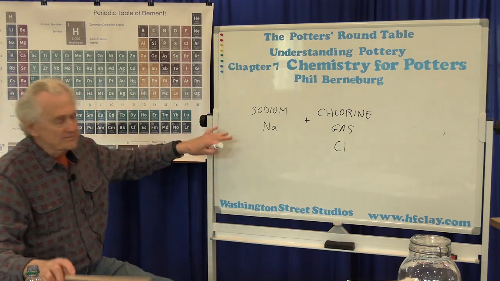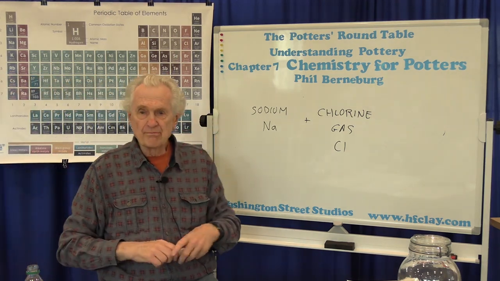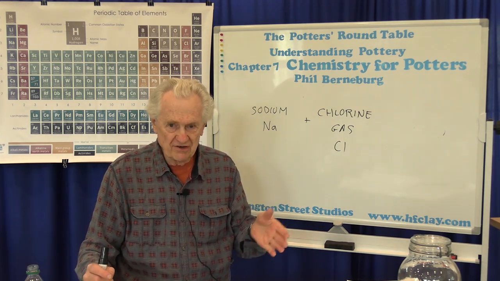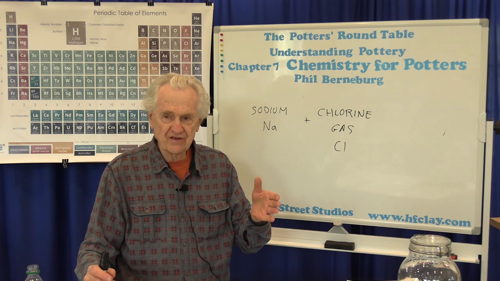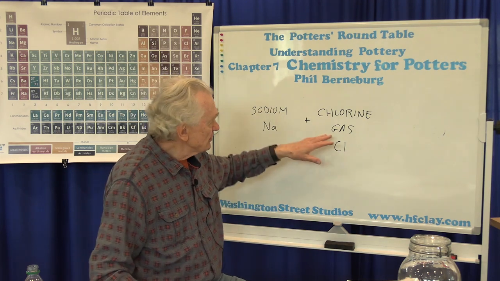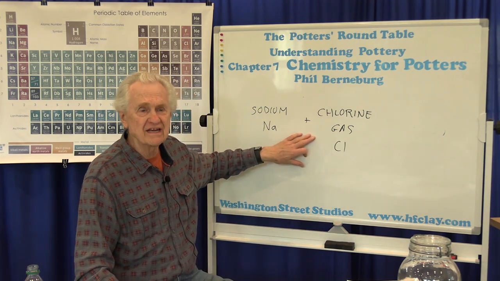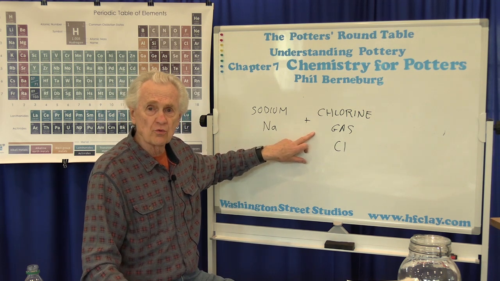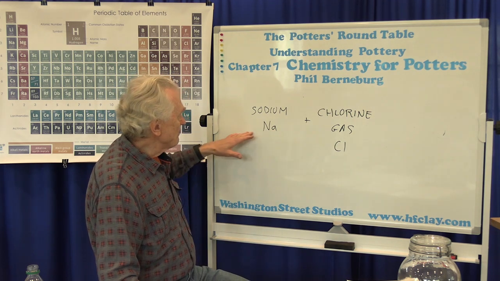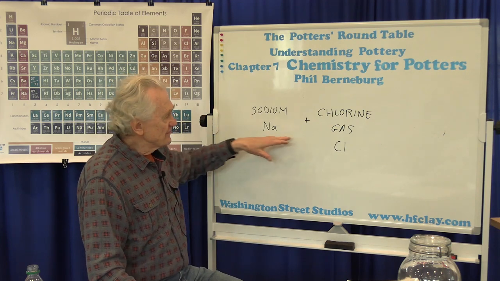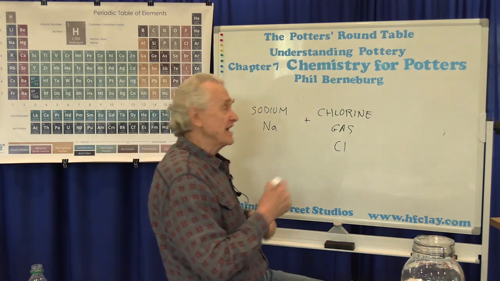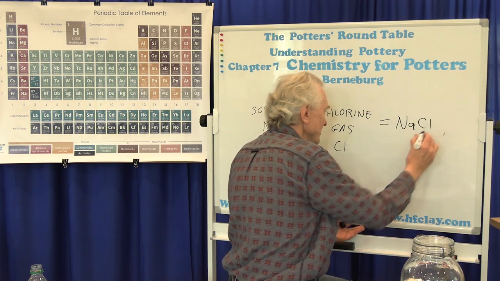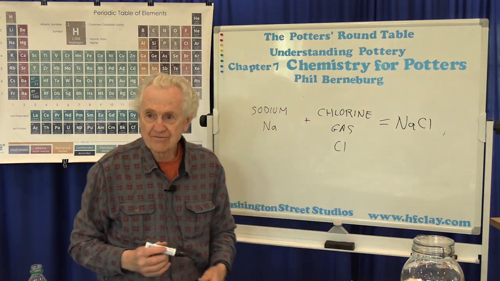Now, sodium metal is a soft, shiny, silvery metal. I can cut it with a butter knife, and if I throw it into water, it explodes. Chlorine is a poisonous green gas that's a lot heavier than air. As a matter of fact, it was used as poison gas in World War I. So if I combine this explosive metal with this poison gas, what do I get? If I make the compound, I get table salt.